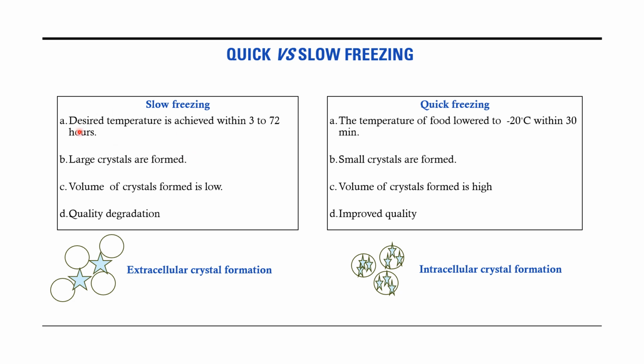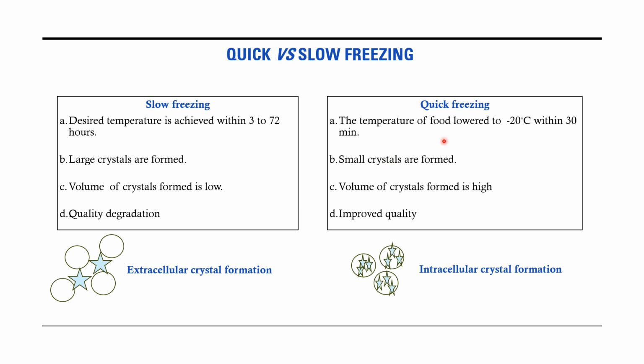What happens in case of slow freezing is that large crystals are formed. The volume of crystals formed is lower, but since large crystals are formed extracellularly, they can interact with the neighboring cells, causing quality degradation of your food product, as these large crystals are able to penetrate all the biological cells that are present near them.